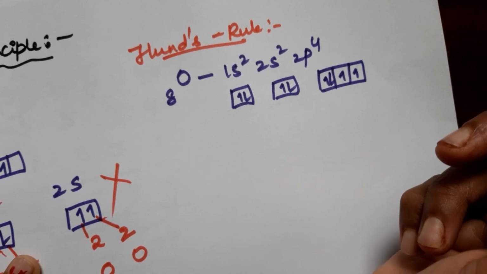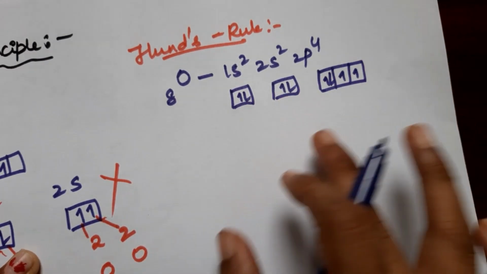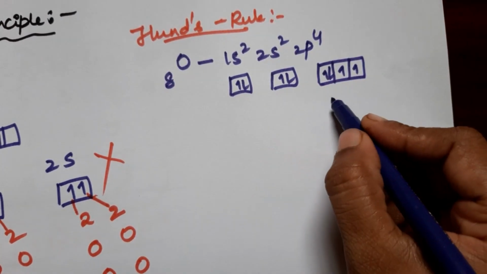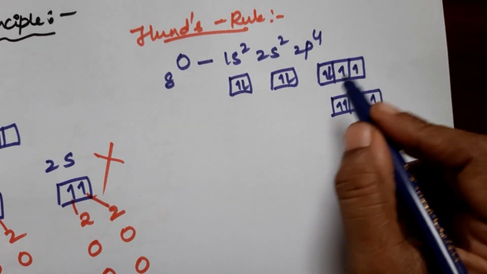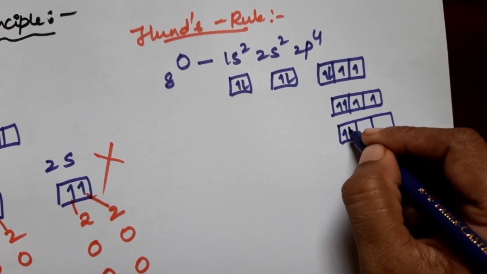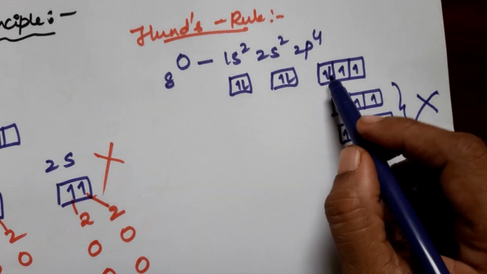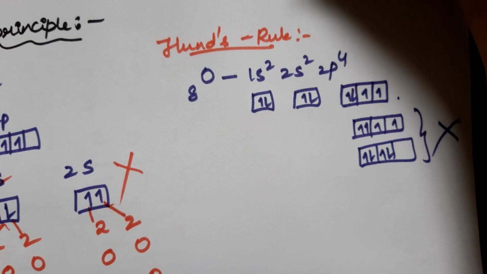Then only pairing starts. We should not pair like this. It is completely wrong. Or we should not pair like this also. We have to follow this rule only, according to Hund's rule of maximum multiplicity.